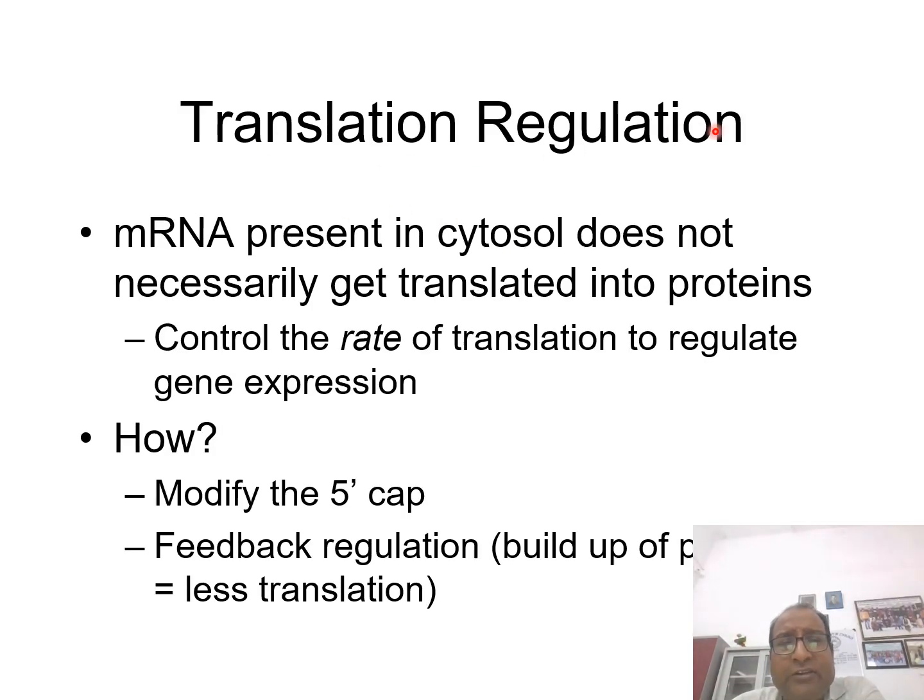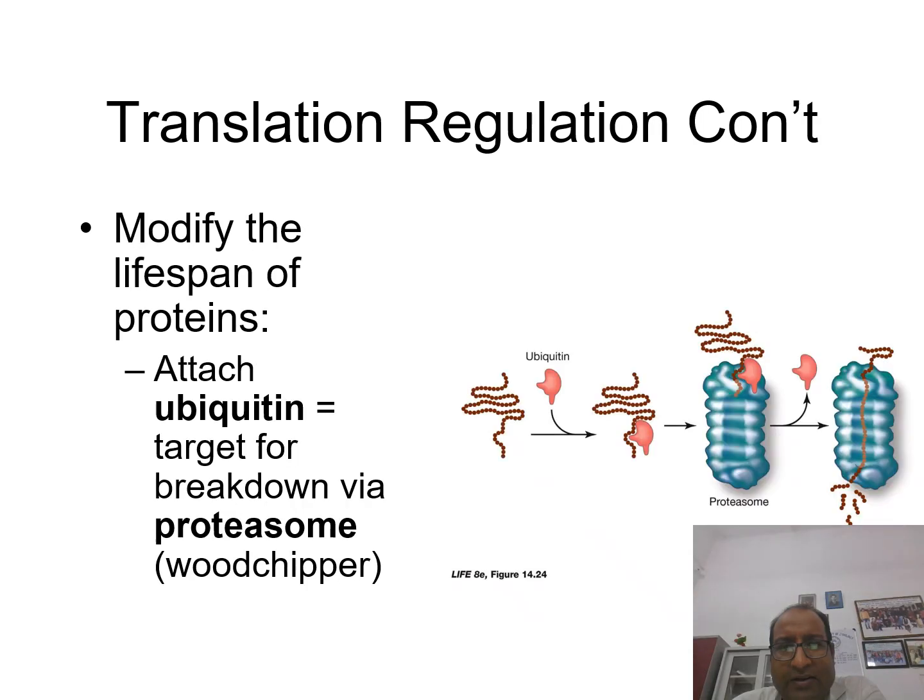Further is the translation regulation. Once mRNA is present in the cytosol, it is not necessarily going to undergo further translation. Its rate can be regulated; the rate of translation can be controlled, and gene expression can be held. How? The 5' cap of the processed, mature mRNA is modified, and feedback regulation is also done, and we will see how.